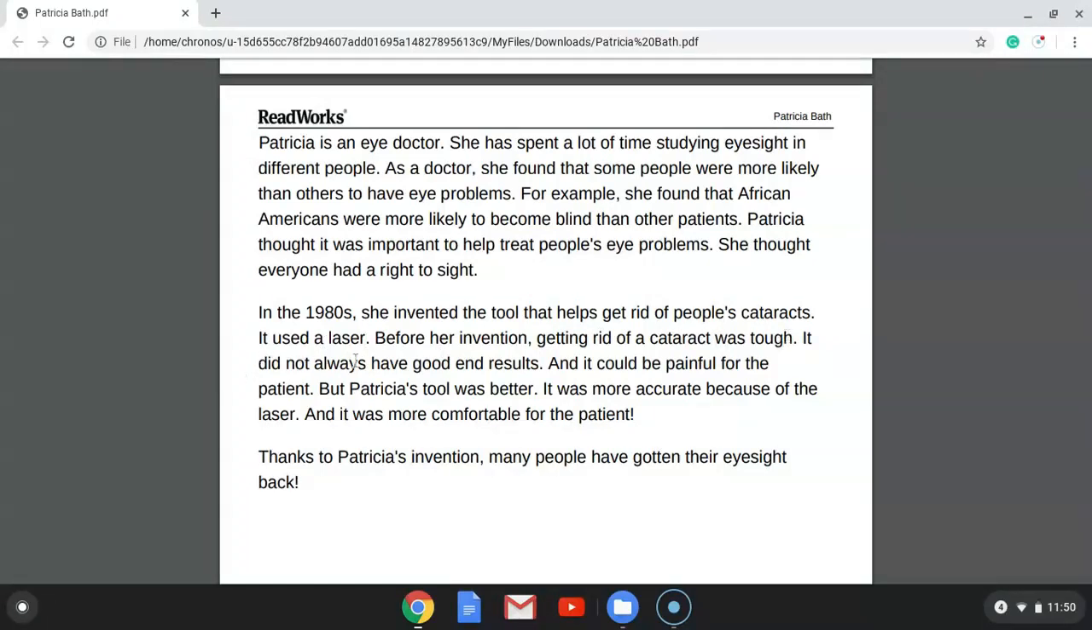It used a laser. I'm going to say a statement. Thumbs up if you agree, thumbs down if you disagree. In the 2000s, she invented the tool that helps get rid of people's cataracts. I'm going to say it one more time. Thumbs up if you agree, thumbs down if you disagree.